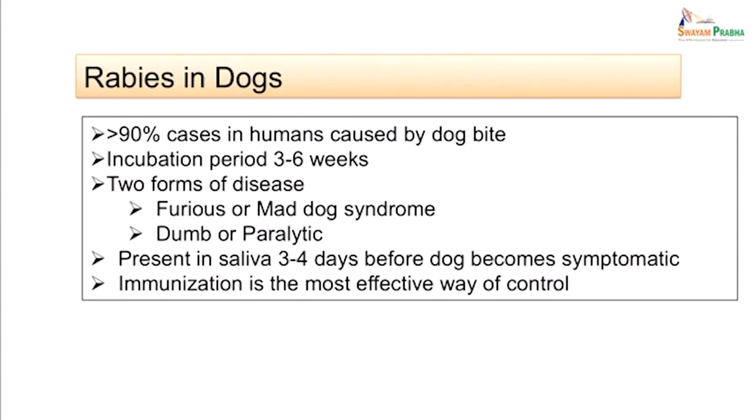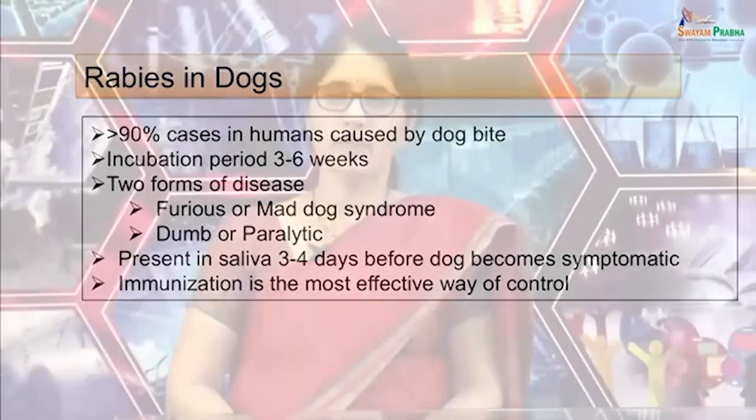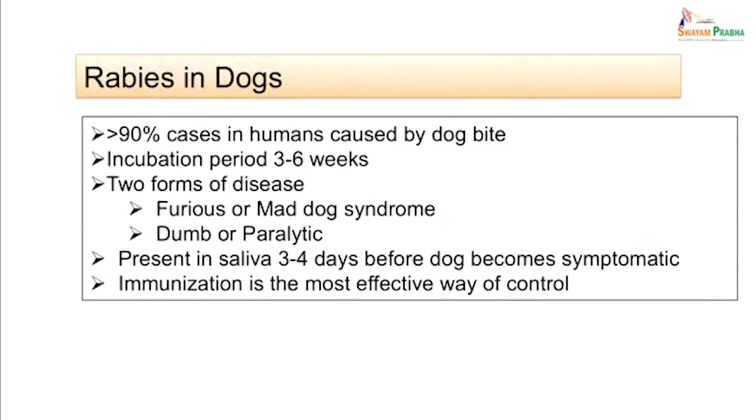In 90% of the cases of human rabies, the disease is transmitted by the bite of rabid dogs. Hence, it is important to understand the manifestation of rabies in dogs. The incubation period in dogs is usually 3 to 6 weeks. Like in human beings, two forms of disease are observed. One is the furious or mad dog syndrome and the second is dumb or paralytic. In the furious type of rabies in dogs, the animal becomes aggressive, runs amok and bites without any provocation. The virus is present in the infected dog 3 to 4 days before the dog becomes symptomatic.